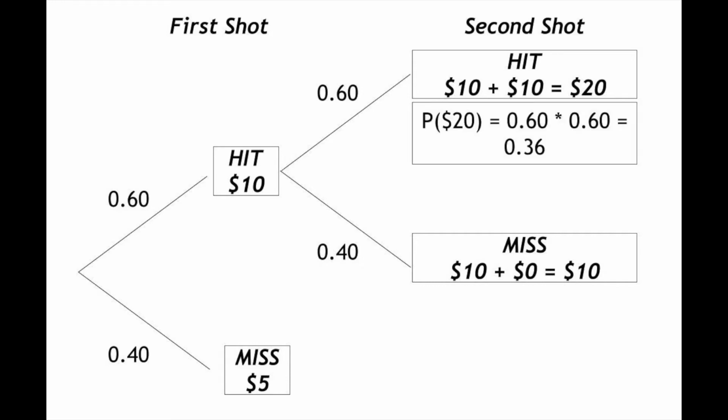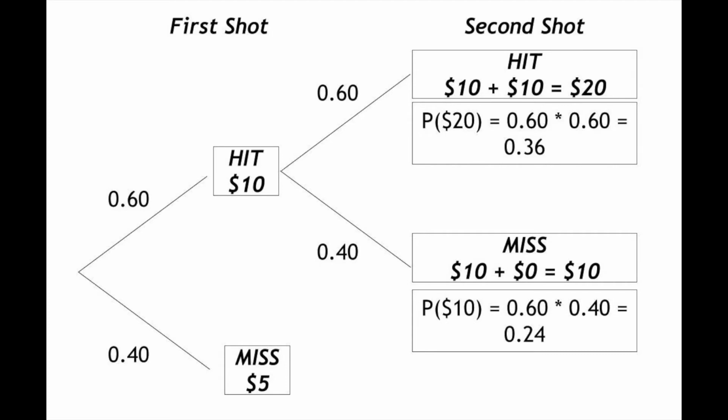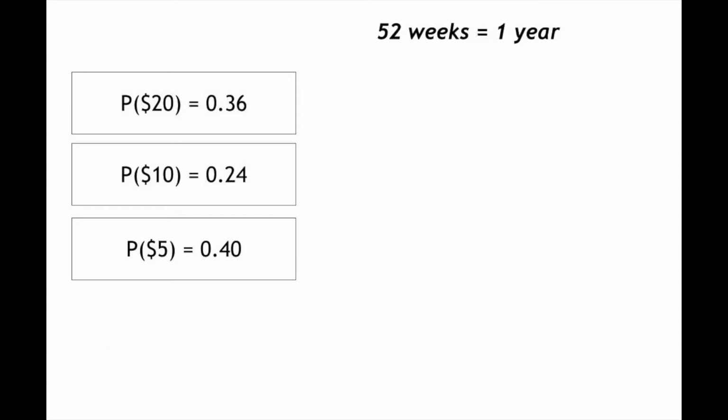0.6 times 0.6 is 0.36. So 36% of the time, she'll get $20. All right? 0.6 times 0.4, 24% of the time, she'll only get $10. But look at this. 40% of the time, she's going to get $5. Okay? Well, how many weeks are there in a year? This is where it becomes important. 52 weeks in a year times 0.36 is how much? We have to determine how many weeks she's going to make $20. So let's see that. 52 times 0.36, 18.72 weeks, or roughly 19 weeks.